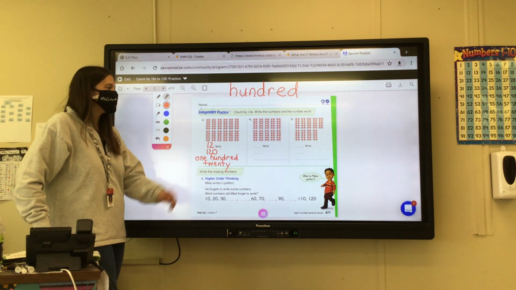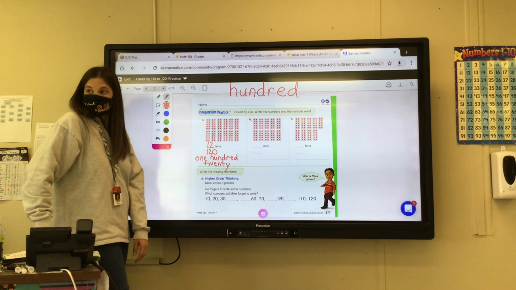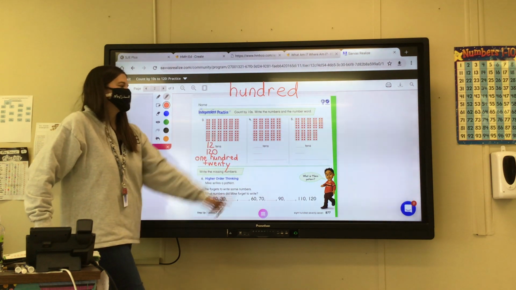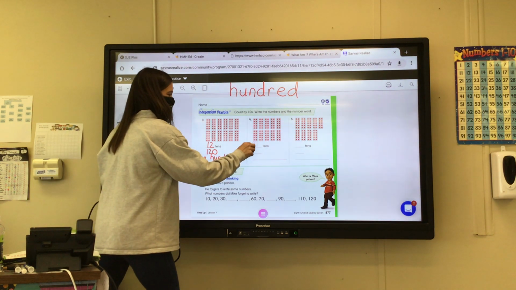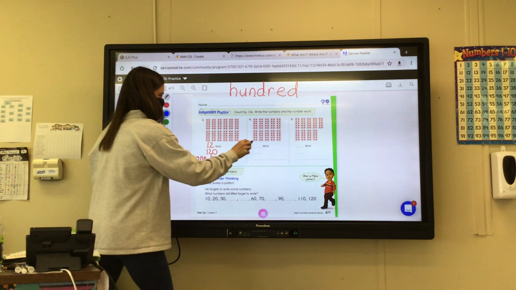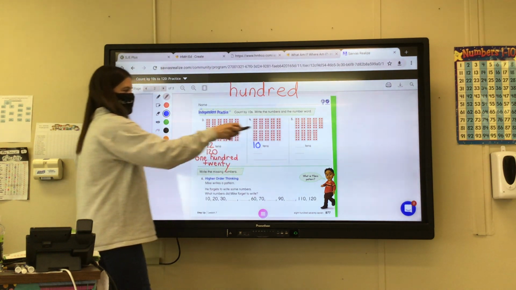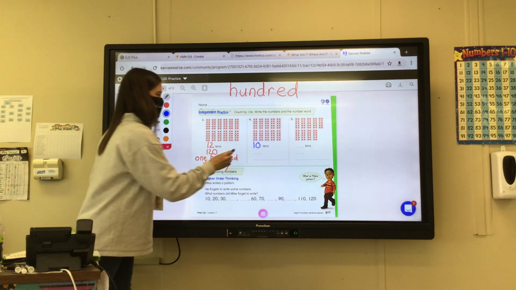All right, let's go to number 4. How many tens? How many groups of tens are there? Well, how many tens though? 10, right? You counted and there's 10 tens. I mean, these are different colors. You can see 10 tens, right? 1, 2, 3, 4, 5, 6, 7, 8, 9, 10. Which makes how many counters? 100.